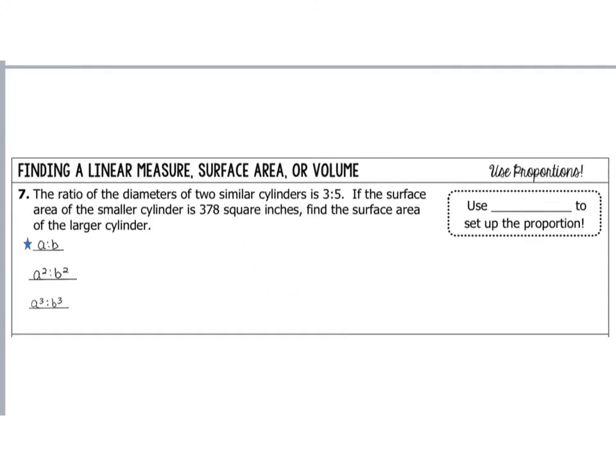Here we go. Okay, so here's this problem. The ratio of the diameters of two similar cylinders is 3 to 5. So we're definitely going to need 3 to 5. If the surface area of the smaller cylinder is 378, find the surface area of the larger cylinder. Okay, so our answer needs to be about surface area. We're given our scale factor. So in order to solve this, I need 3 squared and 5 squared, which gives me 9 to 25.